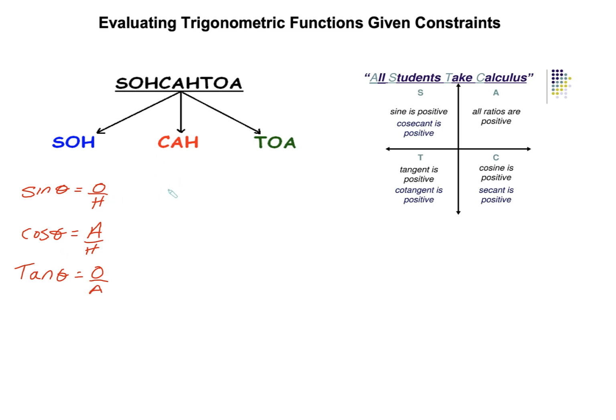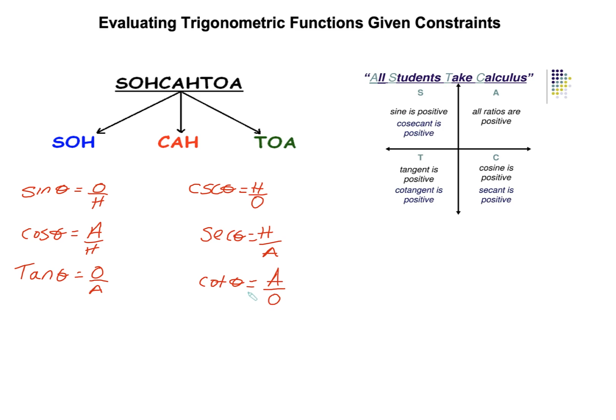Now you can find cosecant. This would be the reciprocal, so this would be hypotenuse over opposite. You can also find secant, which is the reciprocal of cosine, which is hypotenuse over adjacent. And you can find cot theta, which is the reciprocal of tan. So that would be adjacent over opposite.